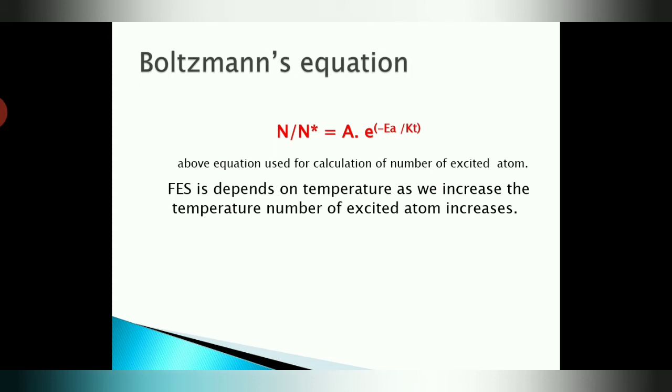Generally this equation is useful for finding out the number of excited atoms, and this technique depends on the temperature. As the temperature increases, that is, the higher the temperature of the flame, the number of excited atoms is also higher. This technique is useful for calculating the number of excited atoms. So this Boltzmann equation is very important from the exam point of view. A 1 mark question is generally asked on this topic.